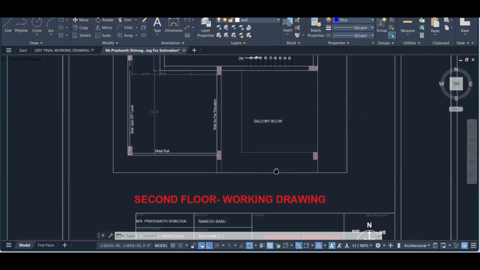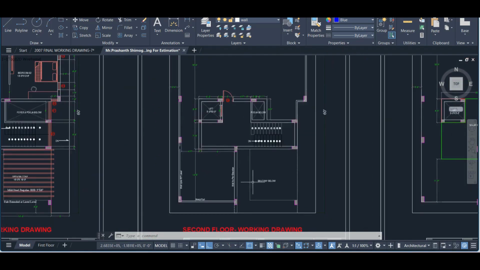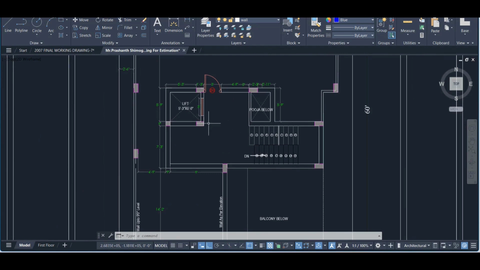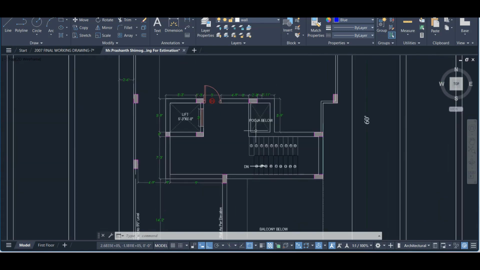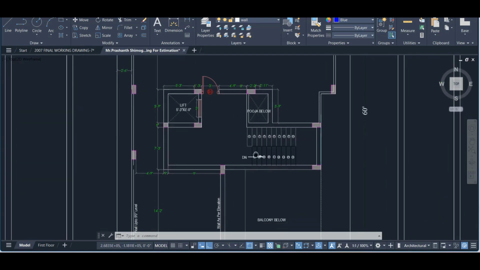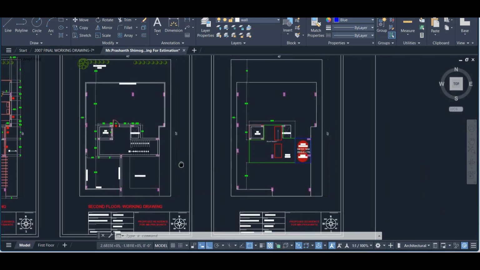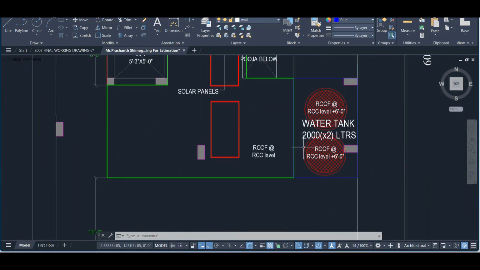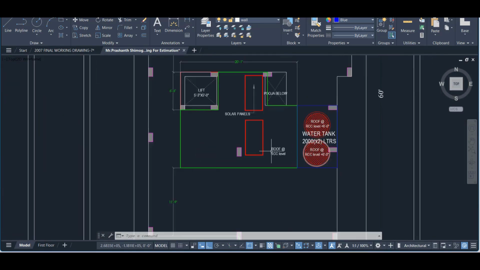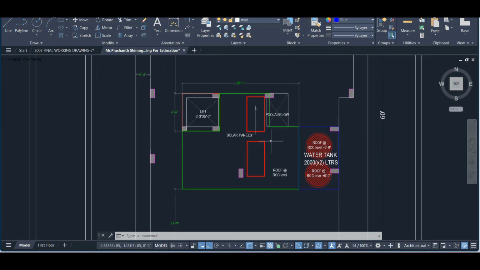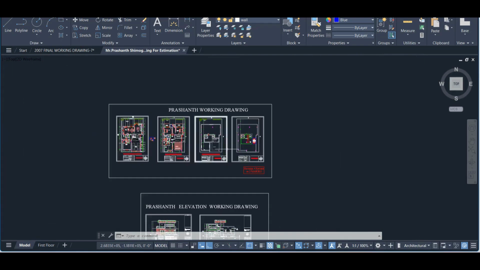Same thing, this is the second floor plan. The staircase and lift are in the same position, with the puja below. So make sure that you don't provide any rooms over it, as per vastu. And then this is the balcony below, and this is the terrace level with the water tank. Then the roof level, what level we have for the roof, and the lift to reach the terrace.